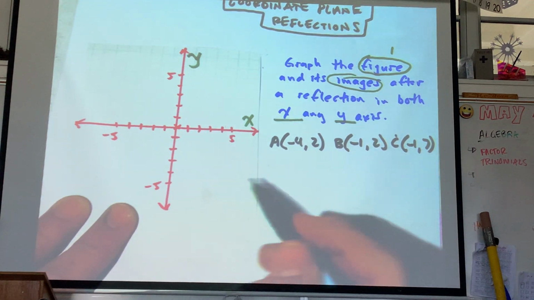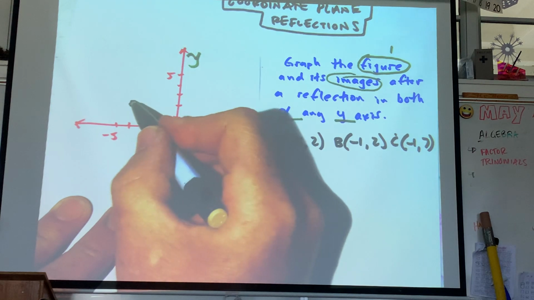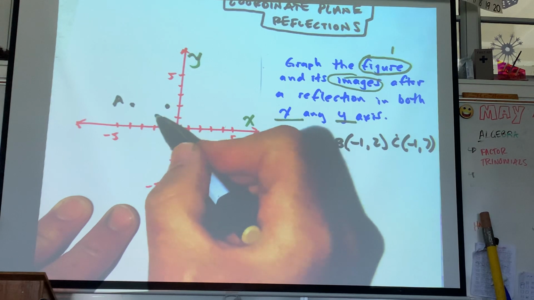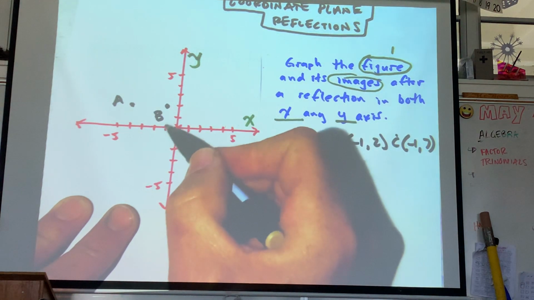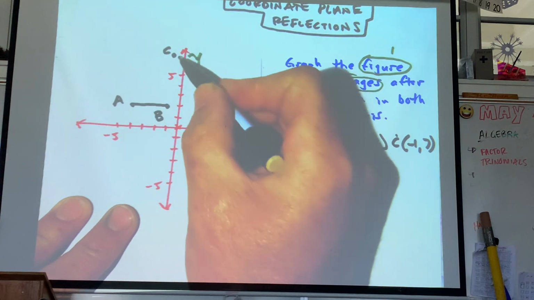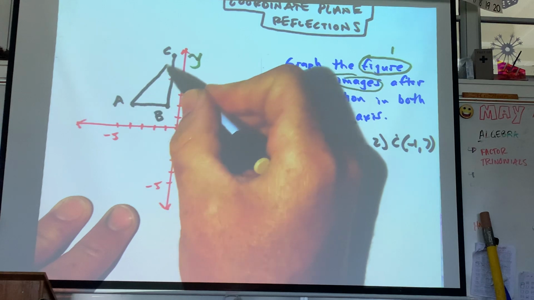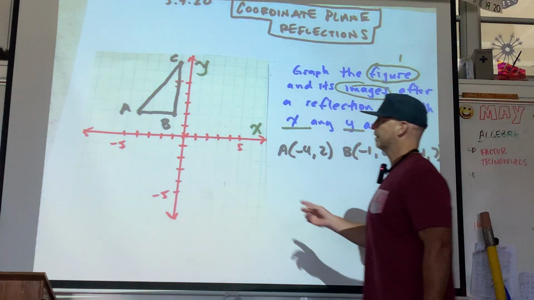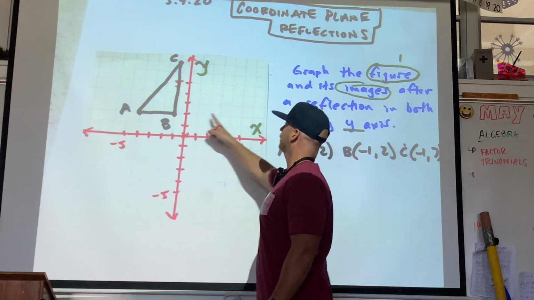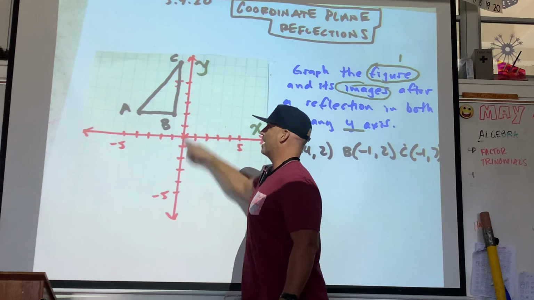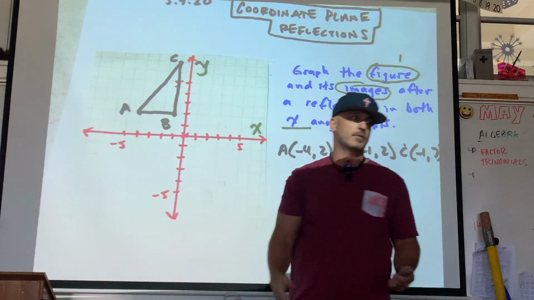All right, A, negative 4, 2: negative 4, up 2. There's A. B, negative 1, up 2. There's B, and C is negative 1, up 7, which is there. I'd like you to connect that. This is a right triangle. All right, so here's how easy this is. Here's how I teach it every single year. You're going to do a reflection over the x-axis first, and then the y-axis next. Here's how we're going to do it.